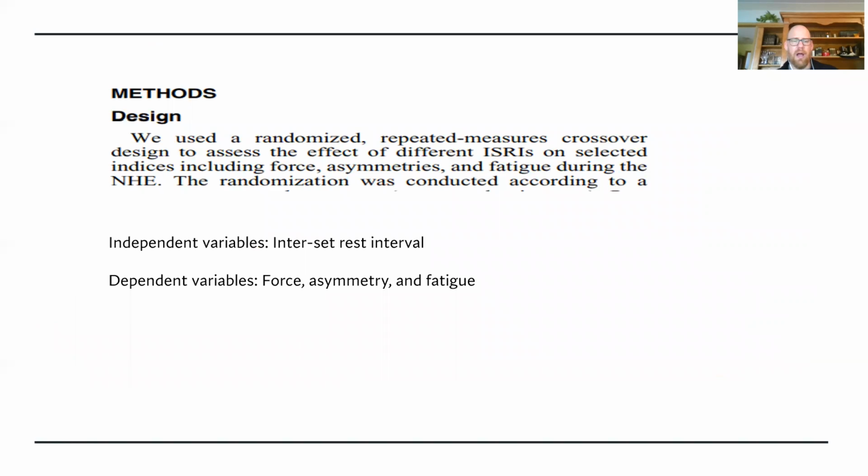And so their methods: they used a randomized repeated measures crossover design to assess the effect of different interset rest intervals on selected indices, including force, muscle asymmetry, and fatigue. They randomized their subjects. The independent variable here was the interset rest interval, the variable under control of the researcher. And the dependent variables were force, muscle asymmetry, and fatigue.